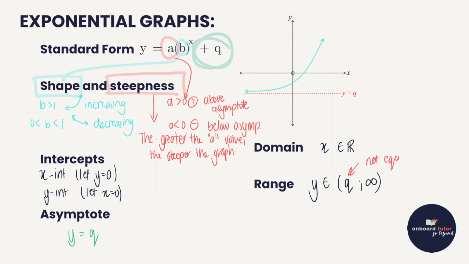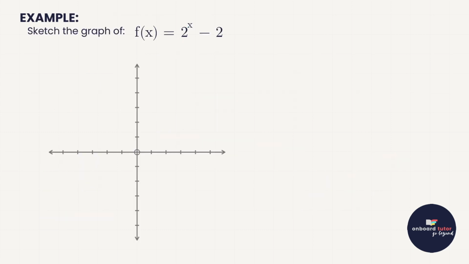So that's why we didn't use a square bracket there. It's definitely a round bracket. Okay, if you prefer to write it in the inequality notation, then you'll say it's between q and infinity. All right, sketch the graph of f of x is equal to 2 to the x minus 2.